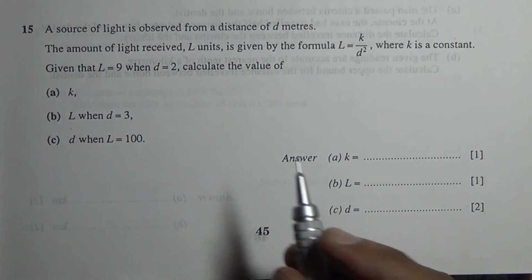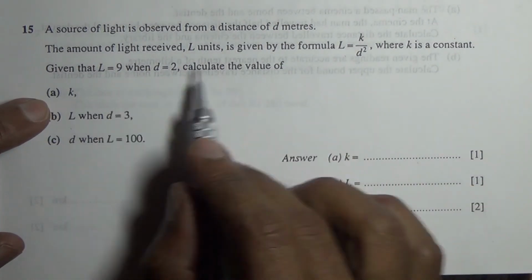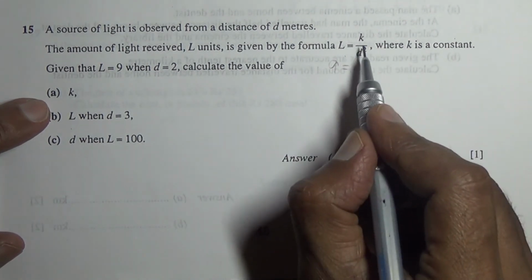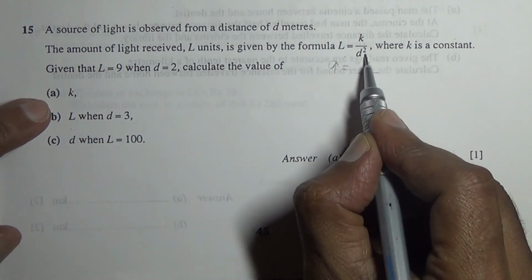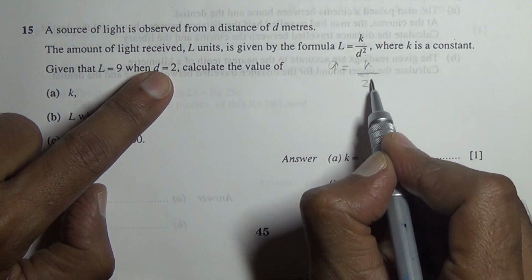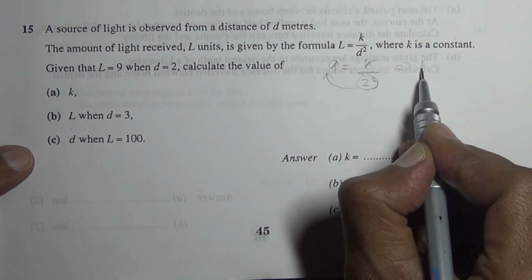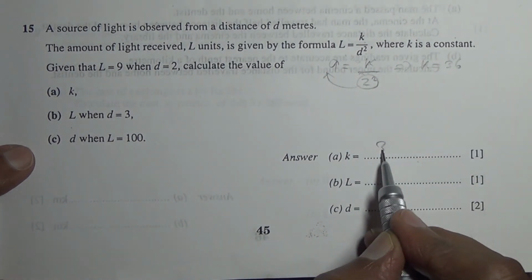So what we need to do is just put these values into this formula. So L is equal to 9. So we got 9 is equal to K over D squared, and D is 2. So K over 2 squared. So 2 squared is 4. 4 times 9 is 36, meaning that K is equal to 36.